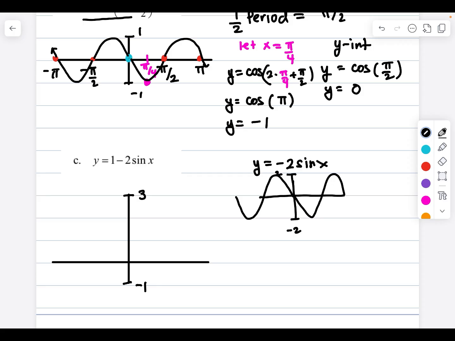Now, if you plug in 0 for x, you get sine of 0 is 0, times 2 is 0, so 1 minus 0 is 1. So the y-intercept's at 1. You could also look at the parent function I have, the negative 2 sine of x. That's going to be shifted up 1 unit. And now I'm going to sketch my curve.